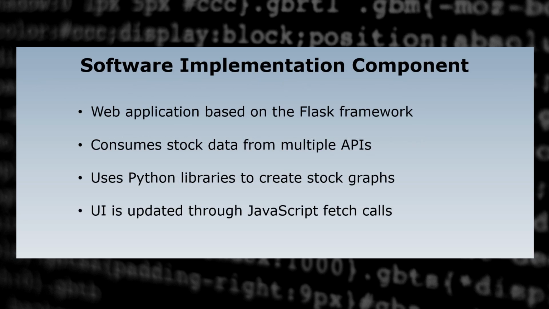The software implementation component is a web application based on the Flask framework, where the application consumes JSON response data from two separate APIs. The first API returns stock performance data, and the second API returns AI machine learning generated stock sentiment data. The time series data returned in the API responses is processed using Python libraries to produce a stock price line chart graph, a stock volume bar graph, and a stock sentiment bar graph.